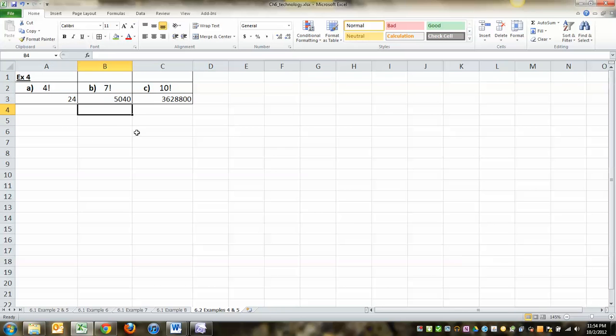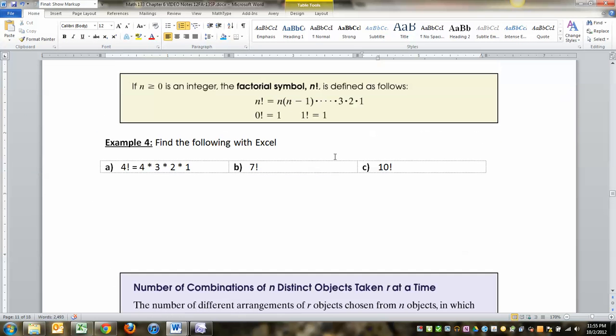Now, of course, if you didn't have Excel, it's not too hard to do. You just grab your calculator. 4 times 3 times 2 times 1. 7 times 6 times 5 times 4 times 3 times 2 times 1, and so on. Cool. Done with those. Matter of fact, I'm just going to copy and paste them in. Better make them bold. Underlined. That's good.